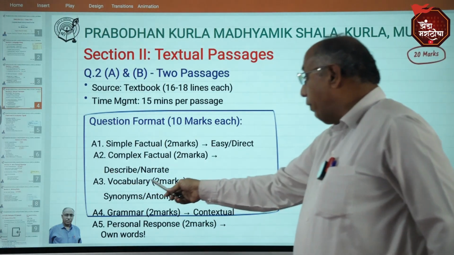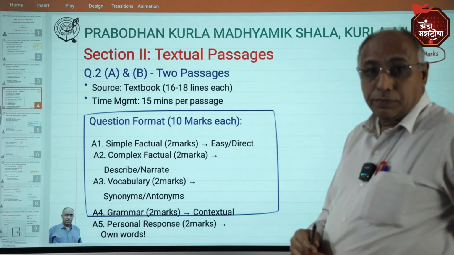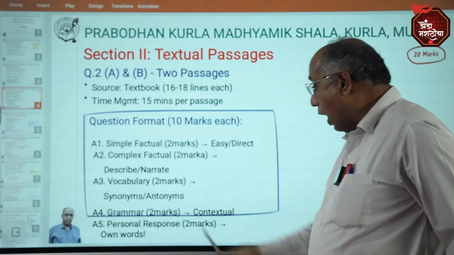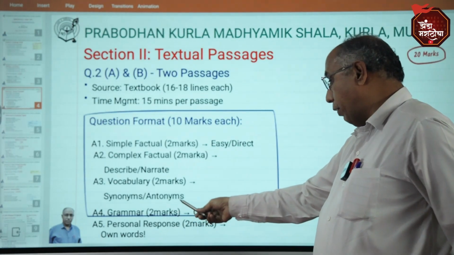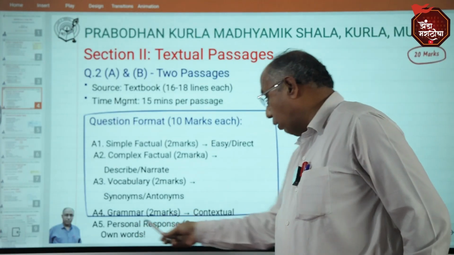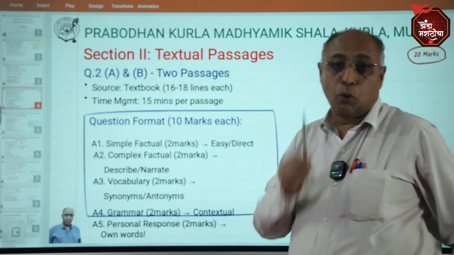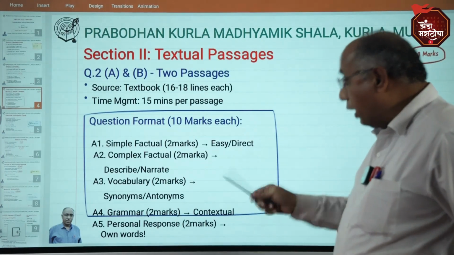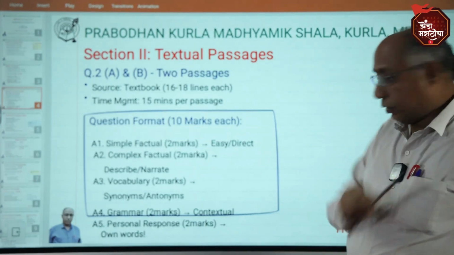Activity 3 will be related to vocabulary, means parts of speech, synonyms, antonyms and like that. Activity number 4 will be a grammar activity, and that will also carry 2 marks. And activity number 5 will be related to personal responses, that will carry 2 marks. That will be your own answer related to the passage. In this way, 5 activities, 5 into 2 is equal to 10 marks.